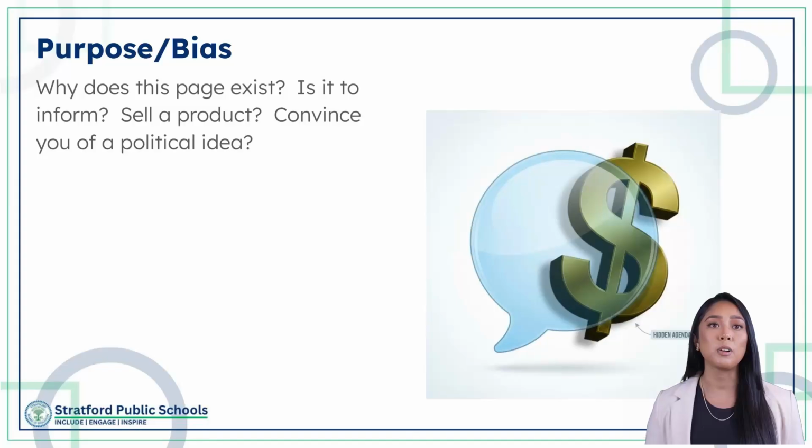The P is for purpose, check bias. Why does this page exist? Is it to inform, sell a product, or convince you of a political idea? Identifying bias is crucial because it helps students understand the context of the information. If the purpose is persuasion, the information must be treated with greater skepticism.